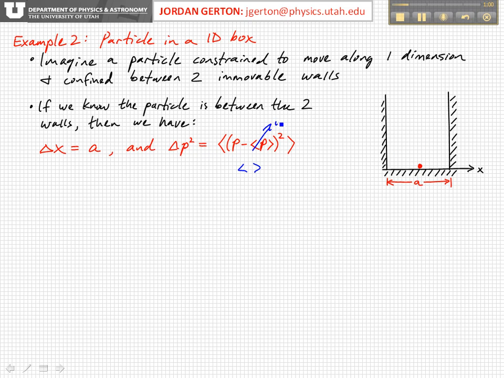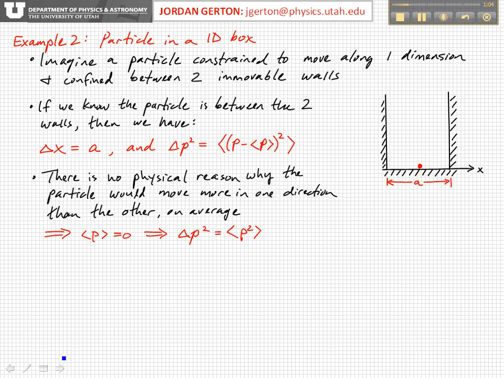So this term should go to zero, and you end up with the uncertainty, or the spread in the momentum squared, is equal to the average of the squared instantaneous momentum.